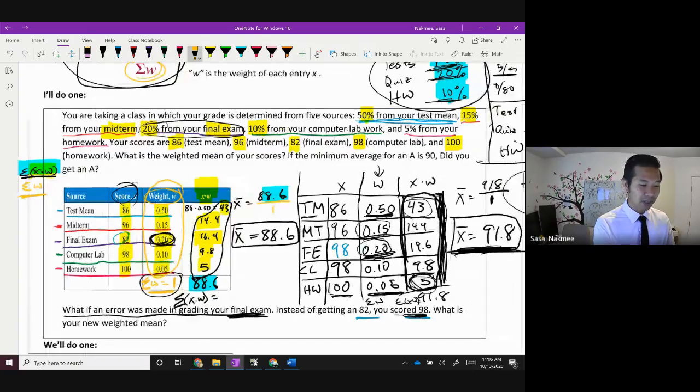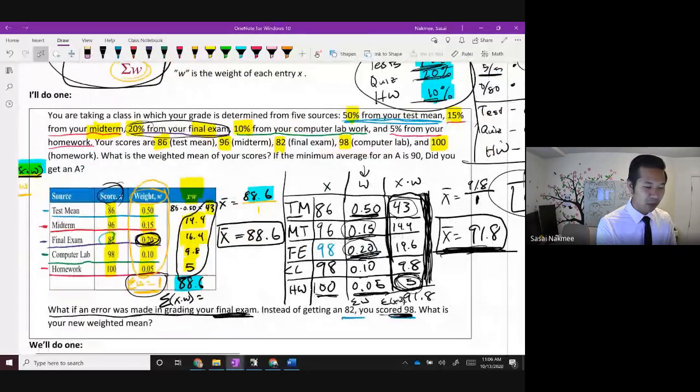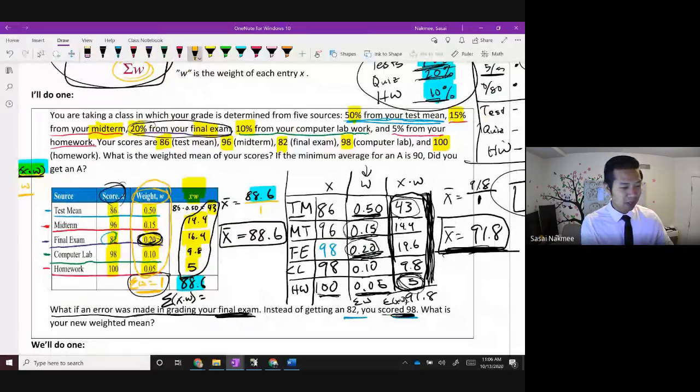And then that was it for that problem. And then we did the same thing. We just changed one of the scores and we just practiced a little bit more. But that 1 was the sum of the weights. And then you just divide by that sum of the weights. That's where that 1 comes from. Okay? Hopefully that answers it.